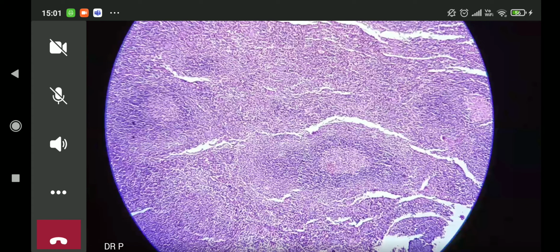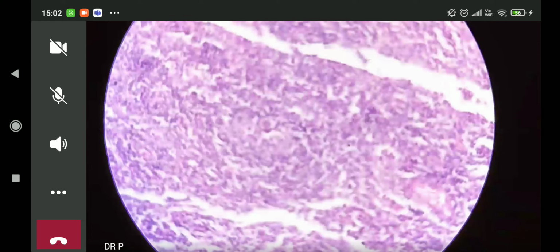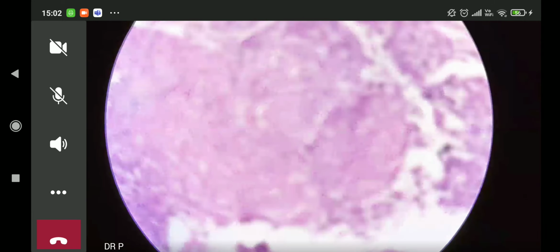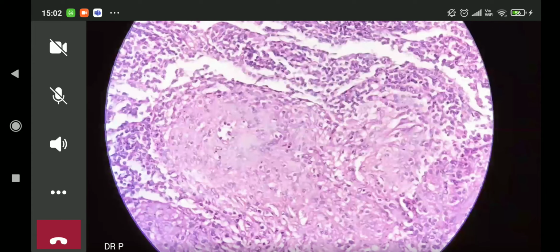And then when you go on higher power, you see that, yeah, something is wrong. This is not the lymphocyte. It's a collection of histiocytes. Someone is trying to make a giant cell over here right in the center. And some of them are trying to secrete necrotic material also. So it's different. Okay. Now we come to the second slide.